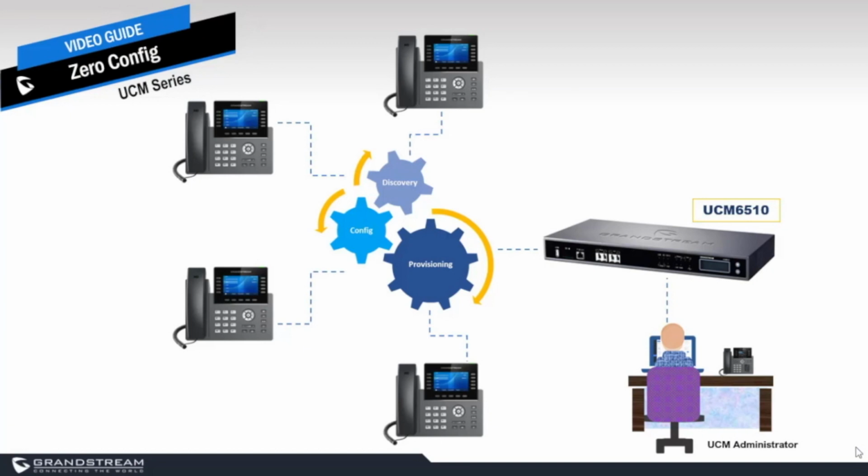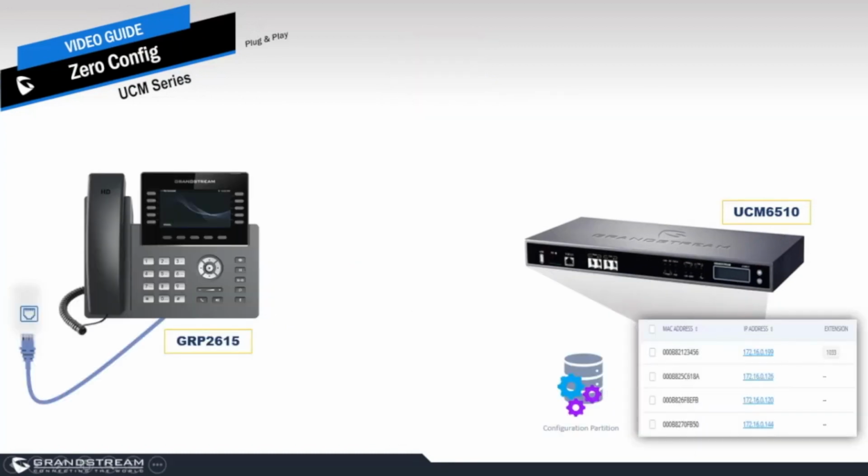So now that we explained what ZeroConfig is, let's understand what happens in the background of the auto provision process through ZeroConfig. In this example, we'll explore the plug-and-play capability of ZeroConfig and how it works with Grandstream SIP endpoints. Plug-and-play provisioning requires a configuration preset on the UCM. In other words, you need to have the configuration parameters already set up in ZeroConfig.